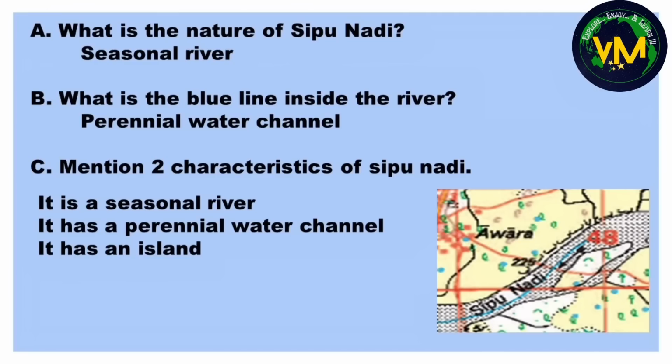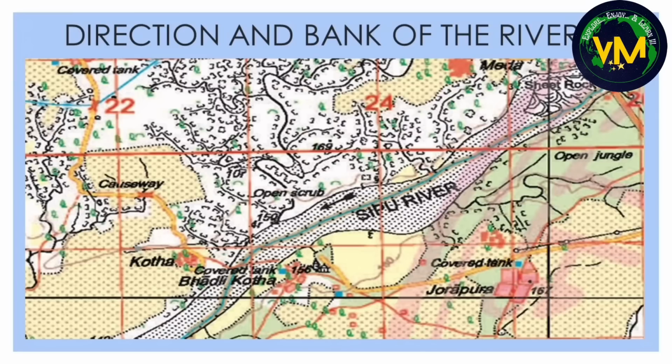Mention 2 characteristics of Sipu Nadi. When they ask characteristics, you can write about the nature of the river, or if it is having any features inside the river, or in which course the river is located, or what is the direction of the river. So here I can write it is a seasonal river, it has a perennial water channel, and it also has an island. So let's learn the direction and bank of the river.